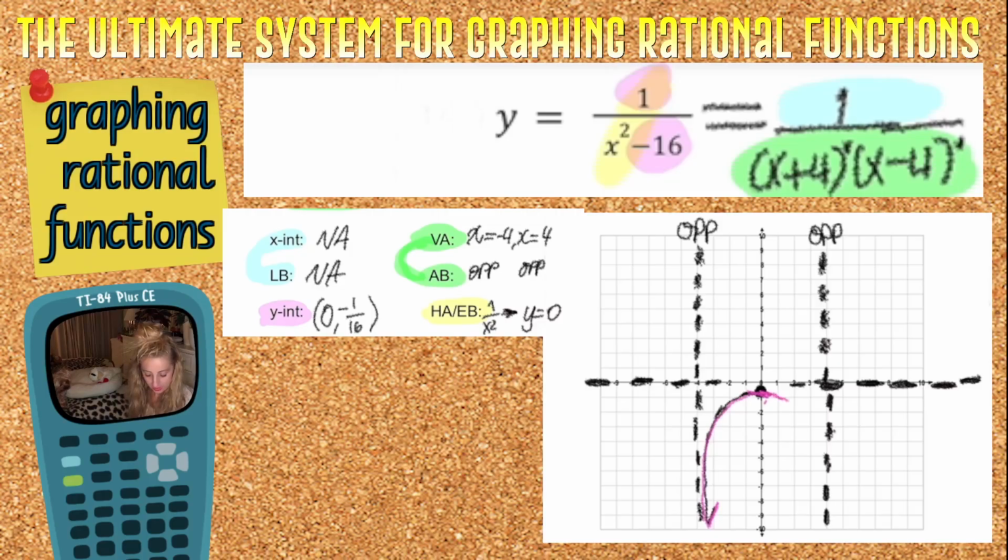So then, the same on this side, I'm going to go down, down, down, because I cannot cross through the x-axis. So it's going to get closer and closer. Since the asymptote is opposite behavior, like this side has to be pointing up if the other side of this asymptote is pointing down. And then I'm just going to go out with my end behavior and get closer and closer to y equals 0.